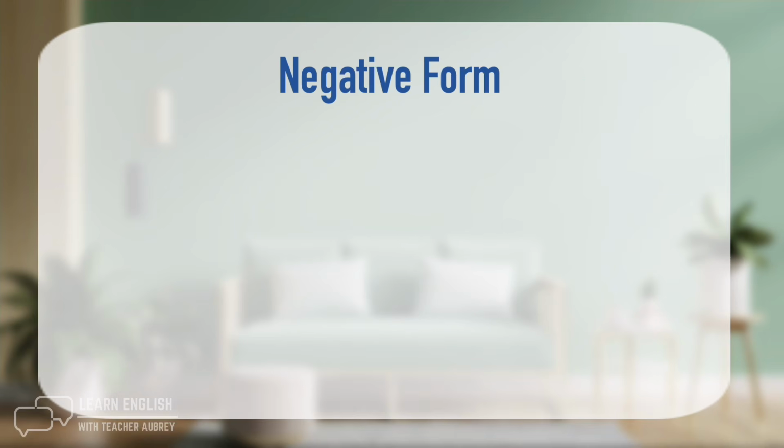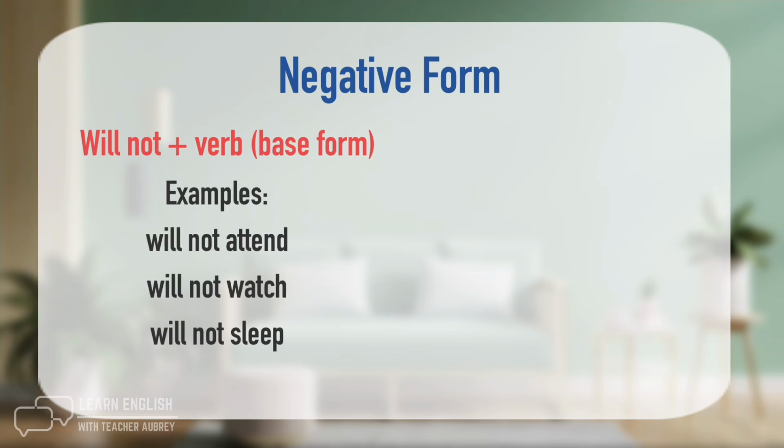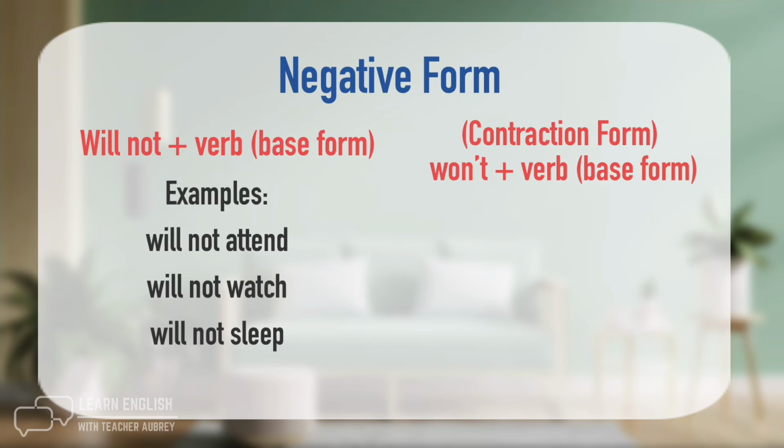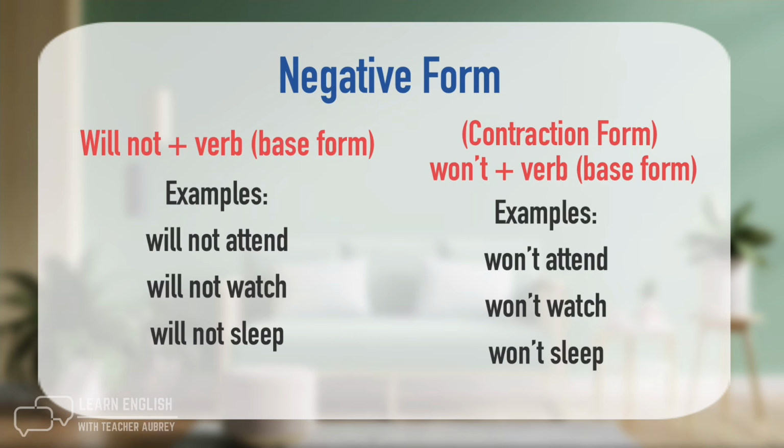To have the negative form of the modal verb will, we just have to add the word not after the word will. It will be will not plus the verb in its base form. Examples: will not attend, will not watch, will not sleep. Also, we can use the shortened form or the contraction form. It will be won't. Again, won't plus the verb in its base form. Examples: won't attend, won't watch, won't sleep.